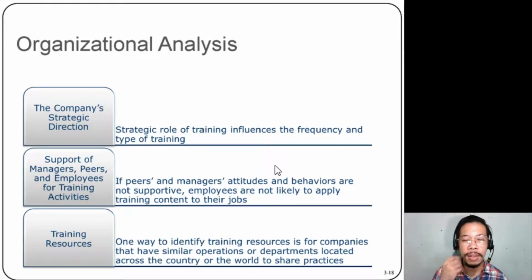Right. So let's start first with the organizational analysis. So we will now go deeper in the organizational analysis. So again, we'll start first the company's strategic direction. What is the goal of the company? So for example, how would a company look like 3 to 5 years or 10 years from now, right? Would it be the number one call center company in Asia Pacific alone, or in the whole world? Right? Strategic role of training influences the frequency and type of training. Yeah, right. So that's really on the company's direction.